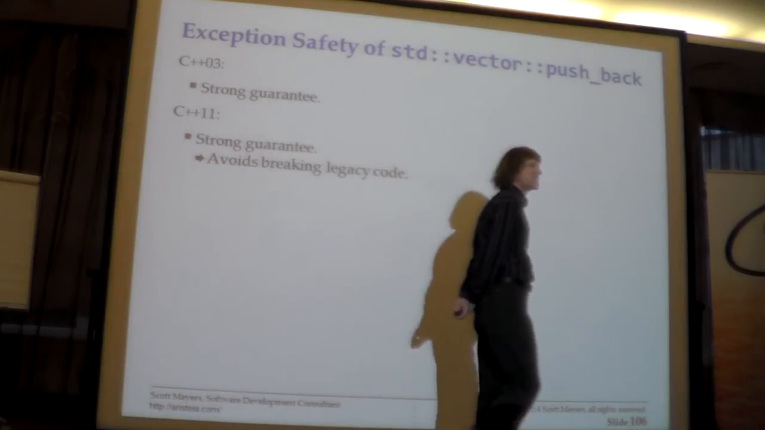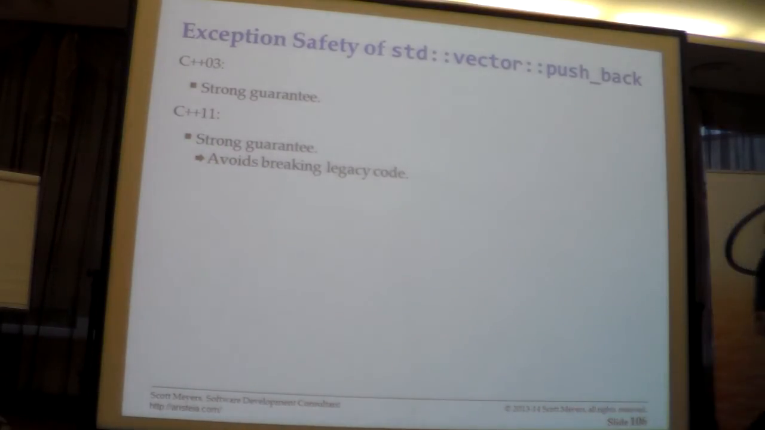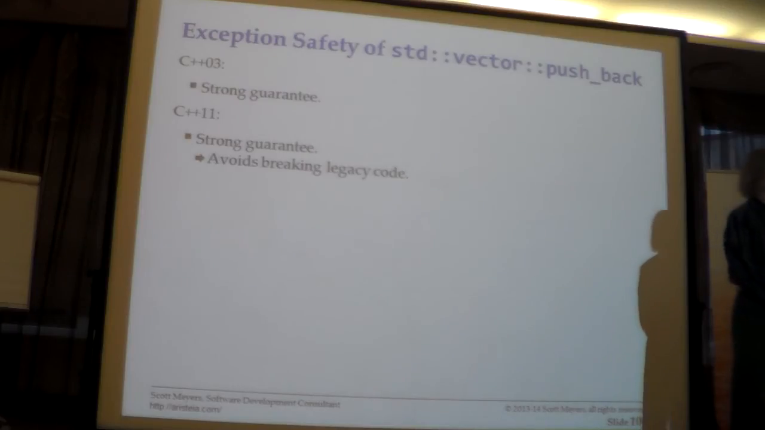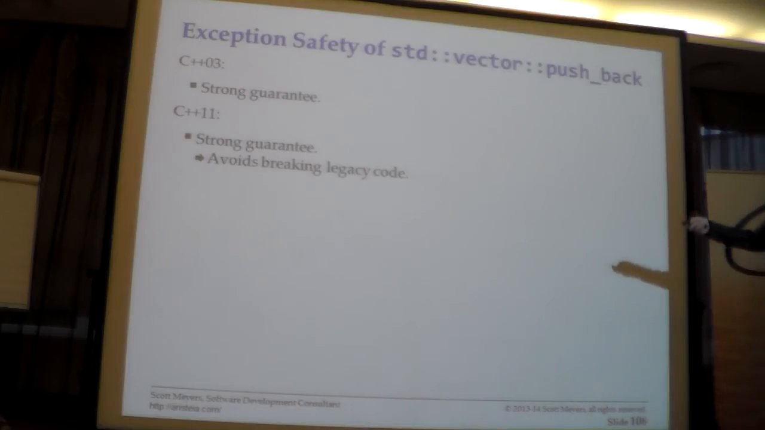Pushback has an exception safety guarantee. In particular, it has the strong exception safety guarantee. The strong exception safety guarantee says if you call pushback and an exception occurs, the vector is unmodified. Same guarantee in C++11. It has to be the same guarantee in C++11. If we had a different guarantee in C++11, then C++98 code could have been broken. So it's important to have the same guarantee.